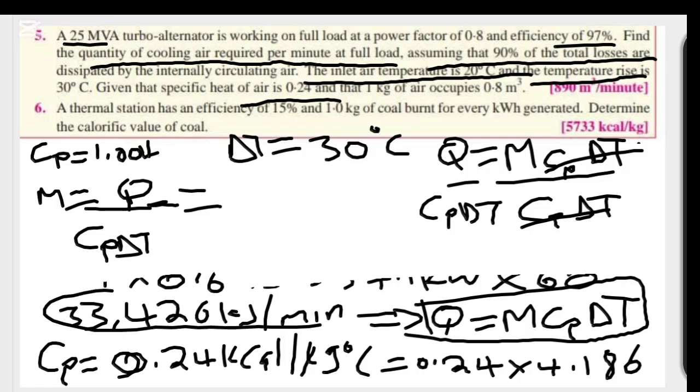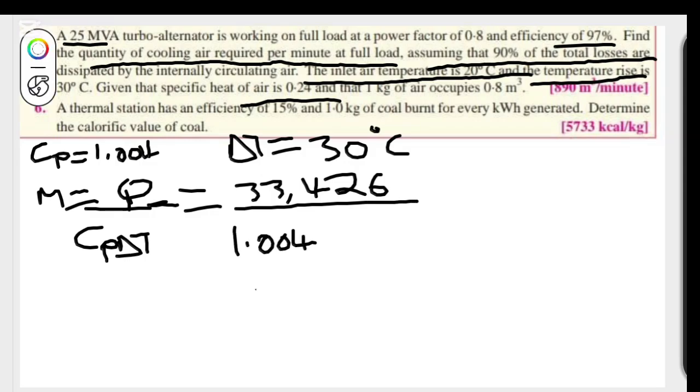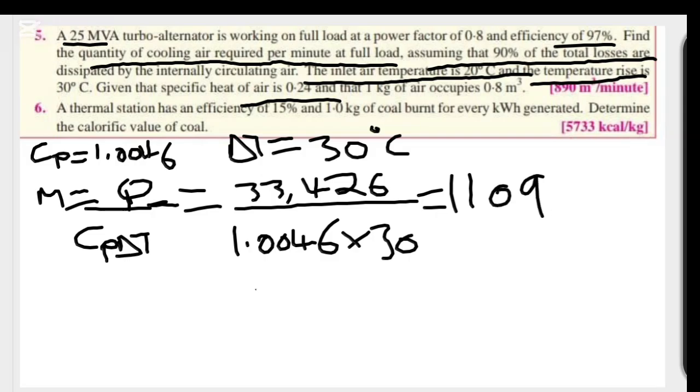So what will be the Q? Q is the same thing as what we found, which is the heat absorbed by air, which is 33,426 divided by 1.004 multiplied by the change of T, which is 30. So it will now be 1109 kg per minute.